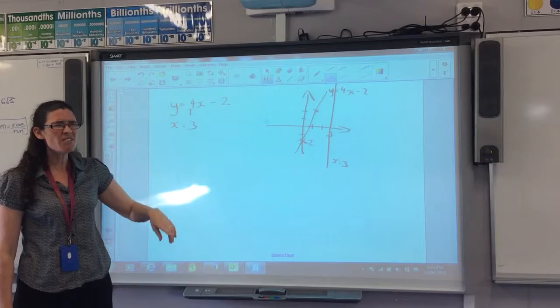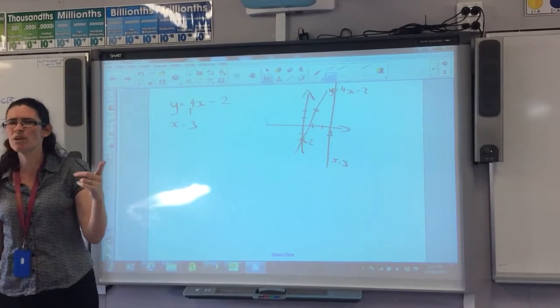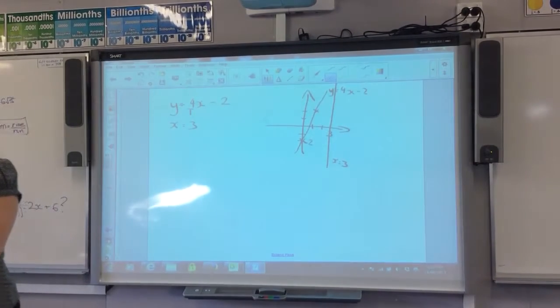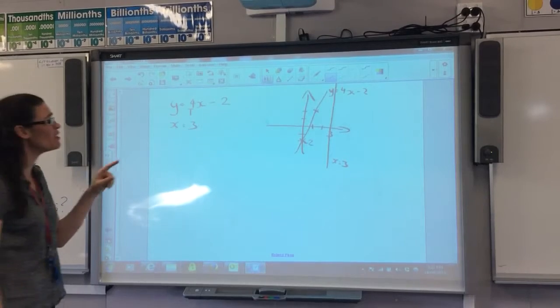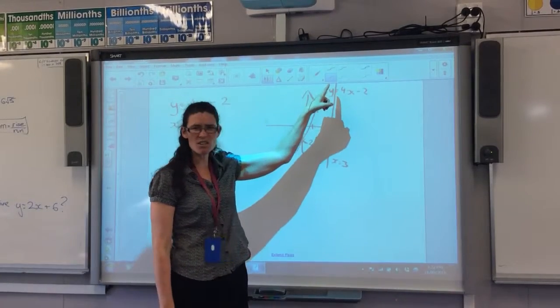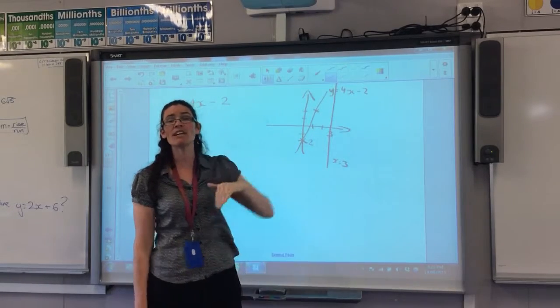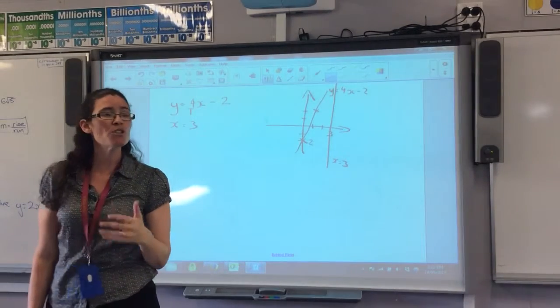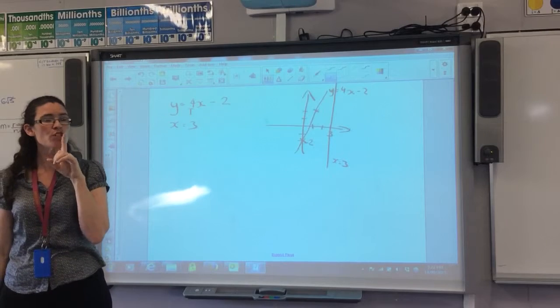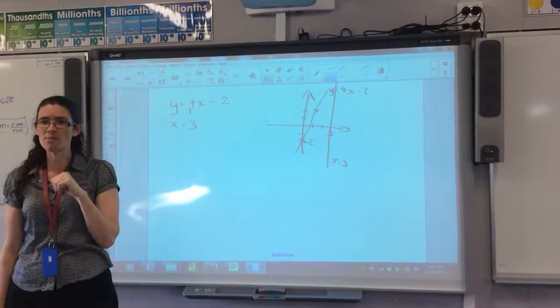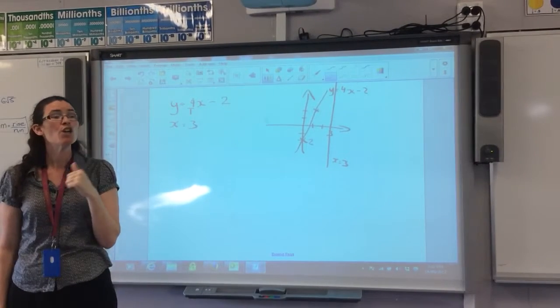Also, there's something else that's wrong. One, it wasn't big enough. What else is wrong? Didn't use a ruler. My lines are wonky. And if I'm going to try and read where they cross off my graph, and I've gone all wonky, I'm not going to get the right answer. So what should I be really careful to do when I'm graphing these? Use a ruler.